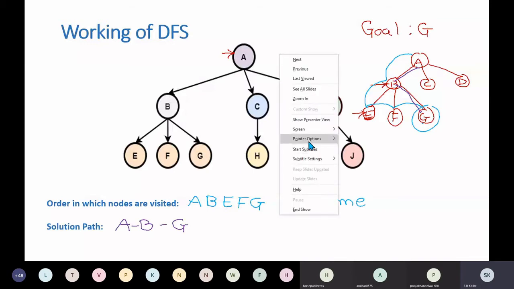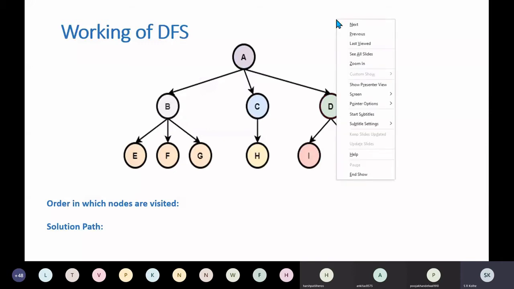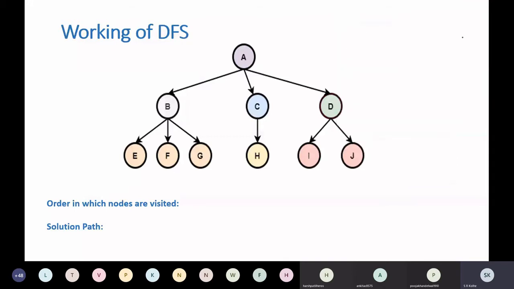Suppose now let us take another example. Your goal node is node H. No, let us take D. Goal is node D. Then trace the execution of this algorithm. What is the goal now? Yes, D. Okay. Let us make D the goal node. So let us trace the execution of this depth first search algorithm on this search space.